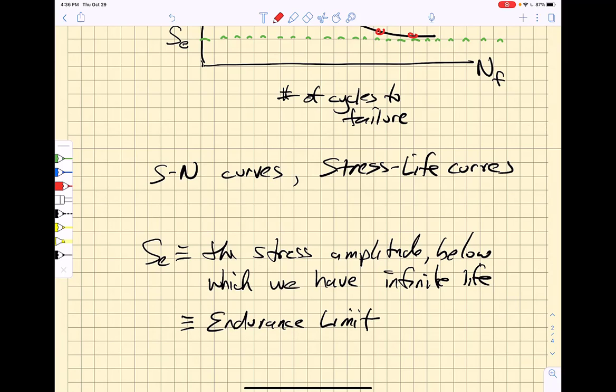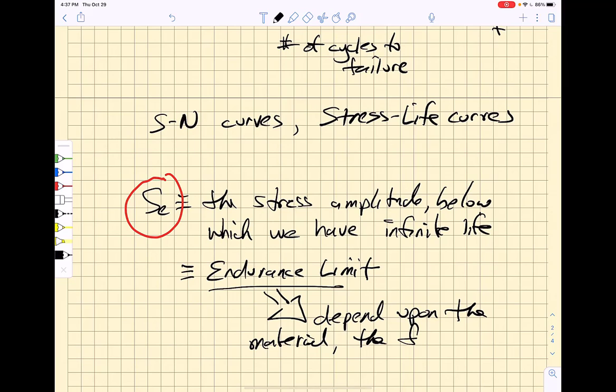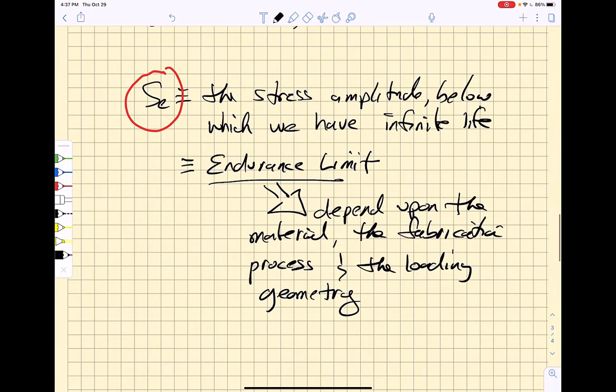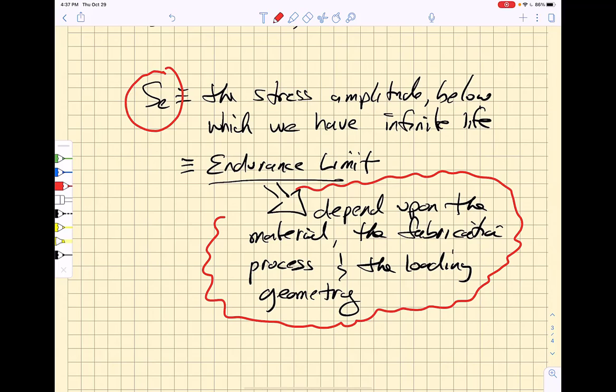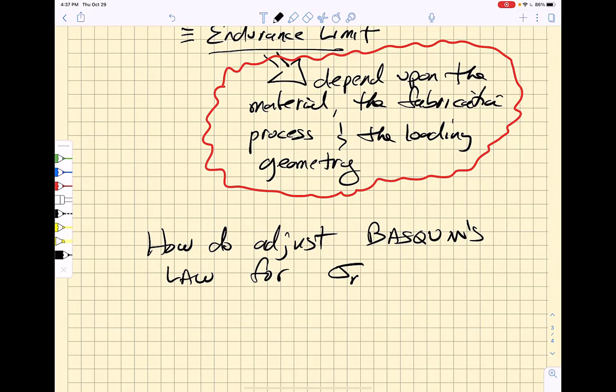As you can imagine, finding the endurance limit is a pretty important thing, and the endurance limit is going to depend upon the material, the fabrication process, and the loading. So again, we're going to have to do lots and lots of things to sort out how to find endurance limits for a particular component that is exposed to fluctuating loads. The other thing that we're going to have to sort out is how do we adjust Baskin's law for mean stresses not equal to 0? That becomes an important question.